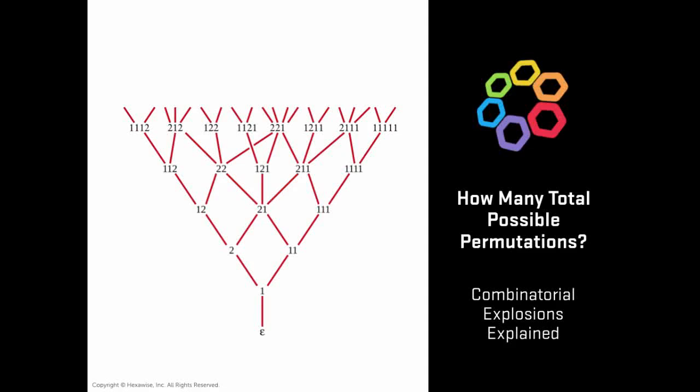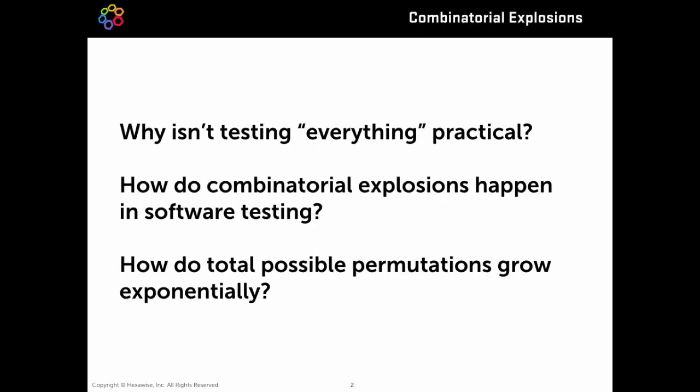In this lesson, let's take a look at how combinatorial explosions arise in software testing, and how combinatorial explosions make it impractical to test every possible permutation that we can imagine. We'll cover why testing everything isn't practical, how combinatorial explosions happen in software testing, and we'll look at how permutations grow exponentially. First, let's start with the story of paper folding to the moon.